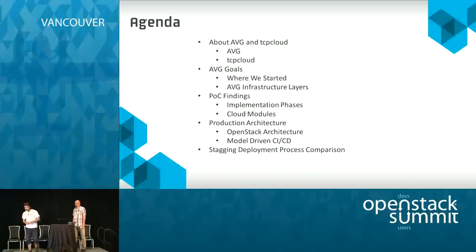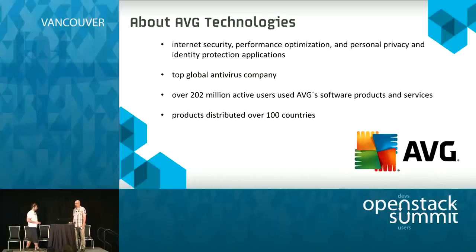At first, a little bit about the agenda. We would like to introduce us, who is TCP Cloud, who is AVG. After, Pavel will introduce the goals, where we started with the project, what was the target, and what are the AVG infrastructure layers. Next, I am going to talk about our implementation phases from proof of concept through the pilot to the production environment. After that, I would like to share with you our OpenStack architecture model and model-driven continuous integration. And finally, Pavel will show you the best thing, how we decreased the time for the deployment of the staging environment. So Pavel, please introduce.